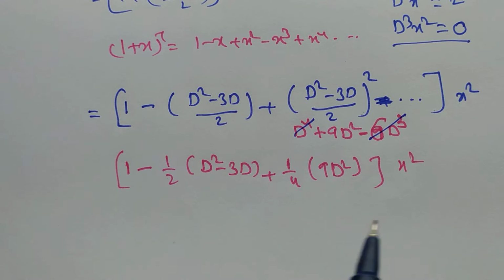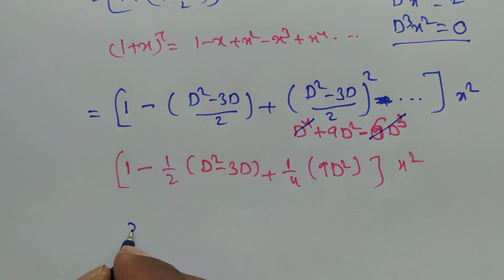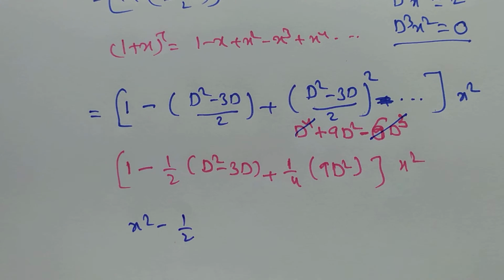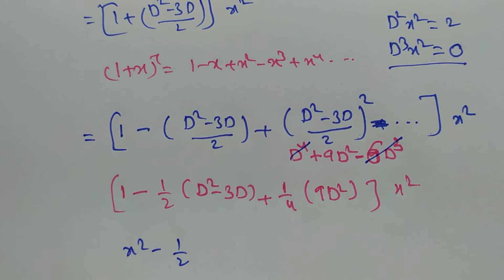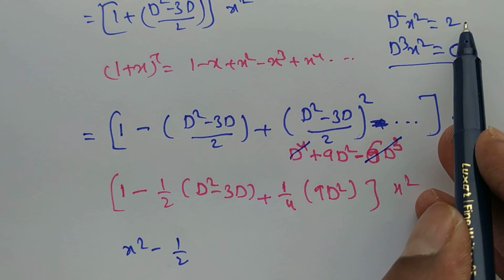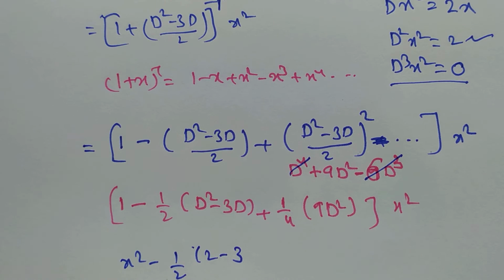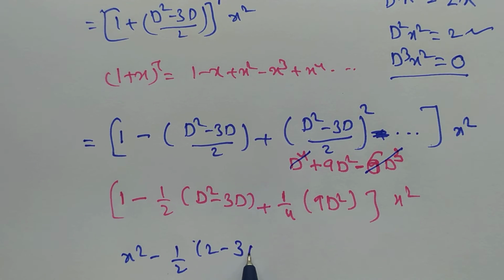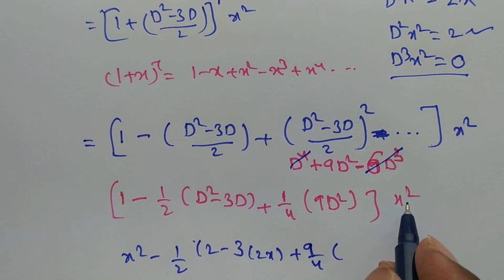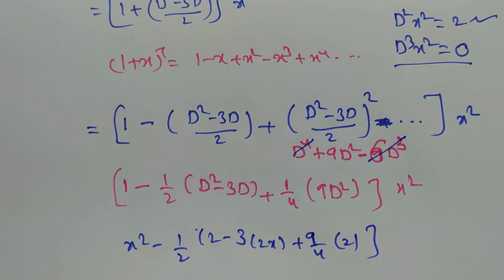Right. Now you multiply inside. Now 1 into x square is x square, minus 1 by 2 into d square of x square. What is the d square of x square I have? 2. So write down 2 here. Minus 3 times of, what is the derivative of x square here? 2x. So 3 times of 2x, plus 9 by 4 into d square of x square, what do I have? 2. That's it. Now you simplify.